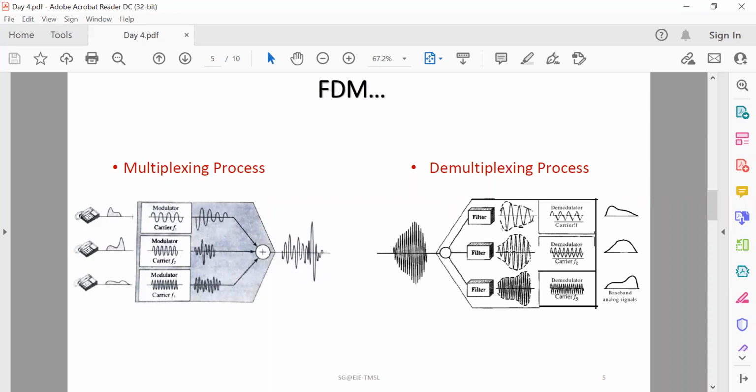Now, in case of the demultiplexing process, it uses a series of filters to decompose the multiplexed signal into its constituent component signals. Now, the individual signals are then passed to a demodulator, and this demodulator separates them from their carriers and passes them to the waiting receivers, those that are connected over their receiving end point.